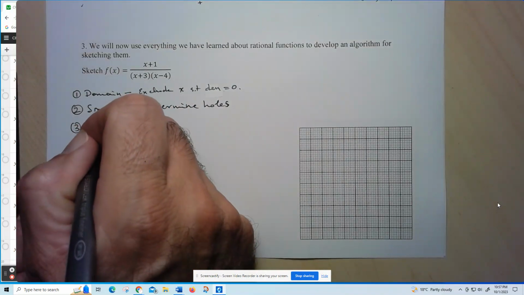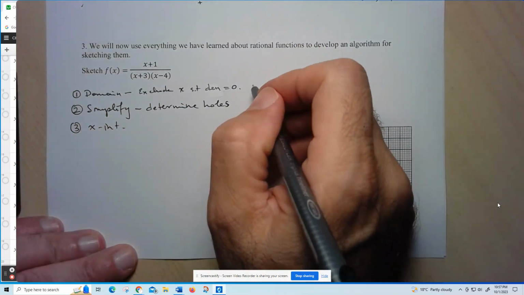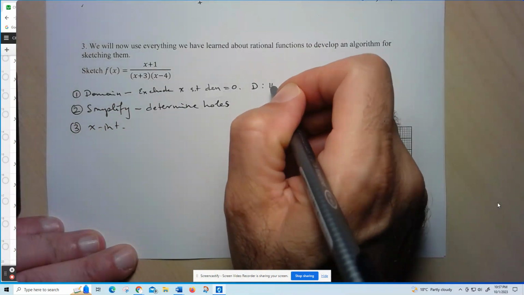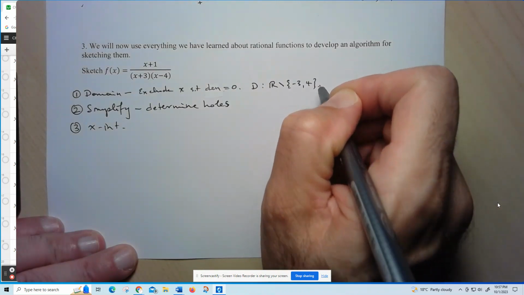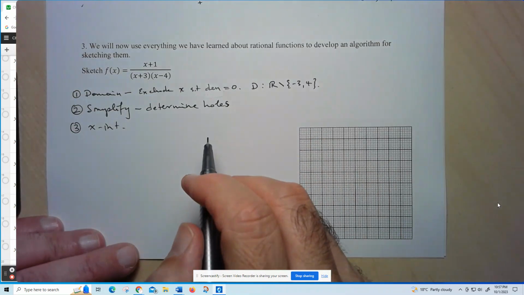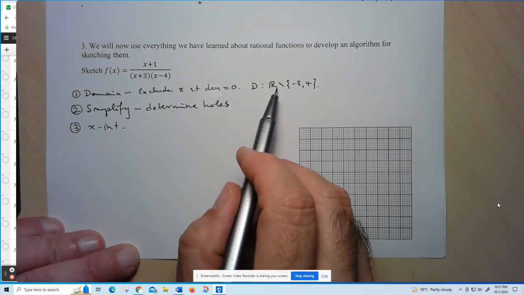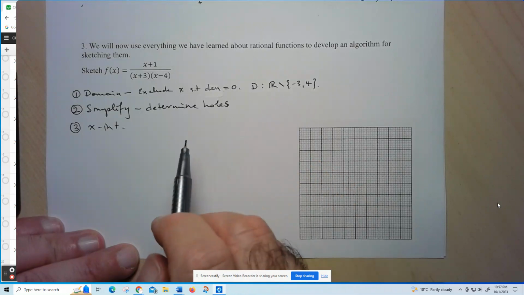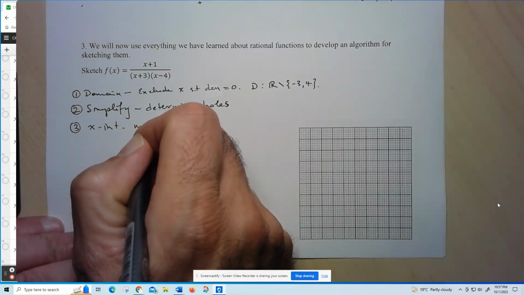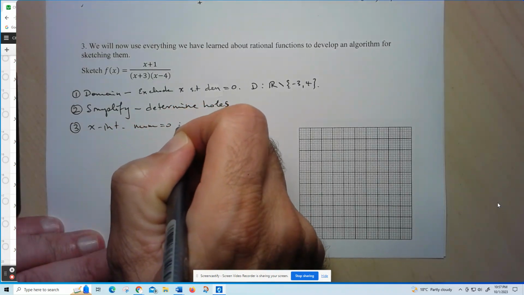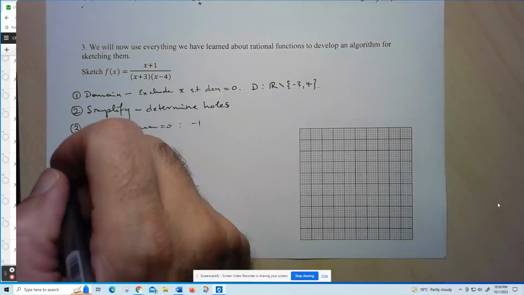Okay, find the x-intercepts. Oh, by the way, here, what is the domain? We might as well find it. Well, the domain is all real numbers except -3 and 4. So remember, we've seen this notation before. If I'm just excluding a couple of things, I can say it's all real numbers except these two elements, -3 and 4. The x-intercepts are where the numerator is equal to 0. And in this case here, our x-intercept is -1.